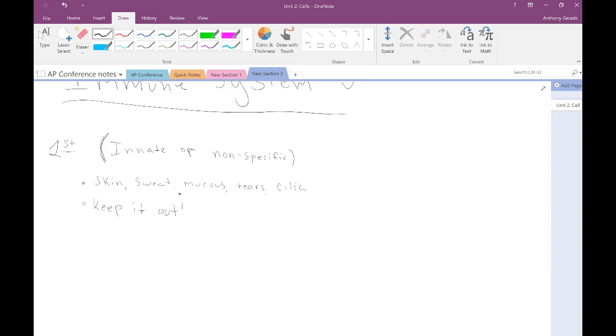Mucus, really sticky. Tears have enzymes. Cilia, they've got a mind of their own and they're just going to brush it off. So they're going to brush it out. So that's all first line of defense. It just says, hey, it's not specific. It just says, I don't want you in here. You don't belong in here, so get out.